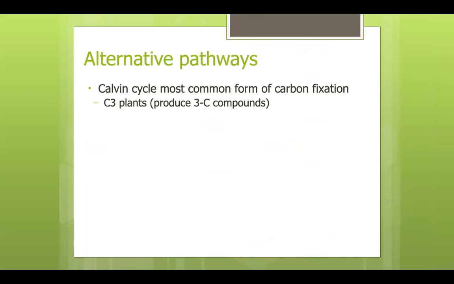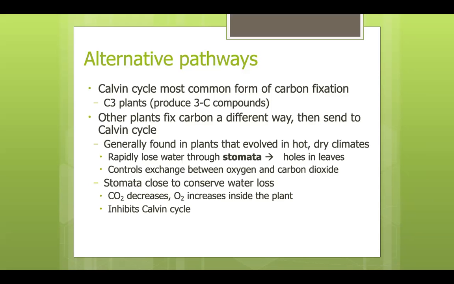All right. So the last thing is alternative pathways. There are different ways that plants can fix carbon because of the environment that they live in. The Calvin cycle is the most common form, and we call plants that use it C3 plants because they produce 3-carbon compounds like G3P. But other plants fix carbon in a different way and send it to the Calvin cycle later. These are plants that live in hotter, more arid or dry climates.